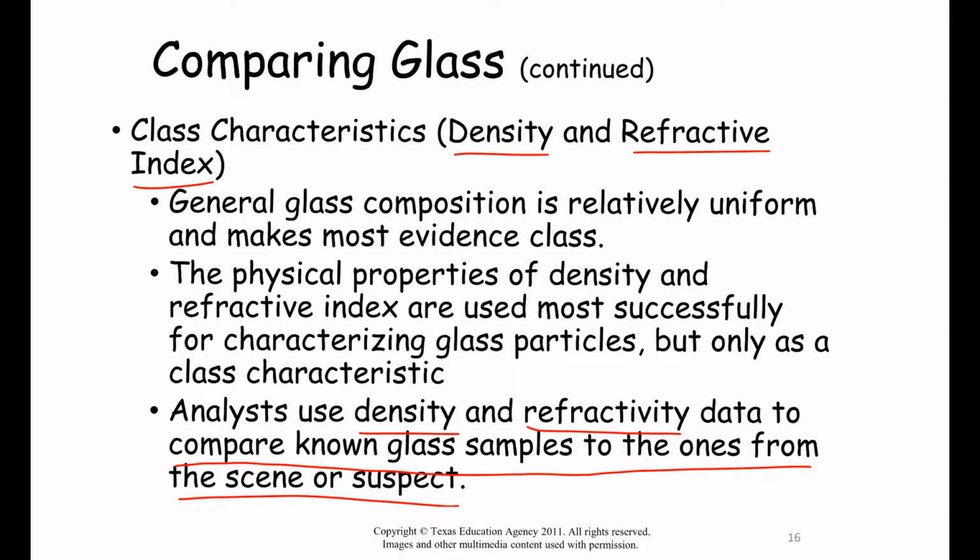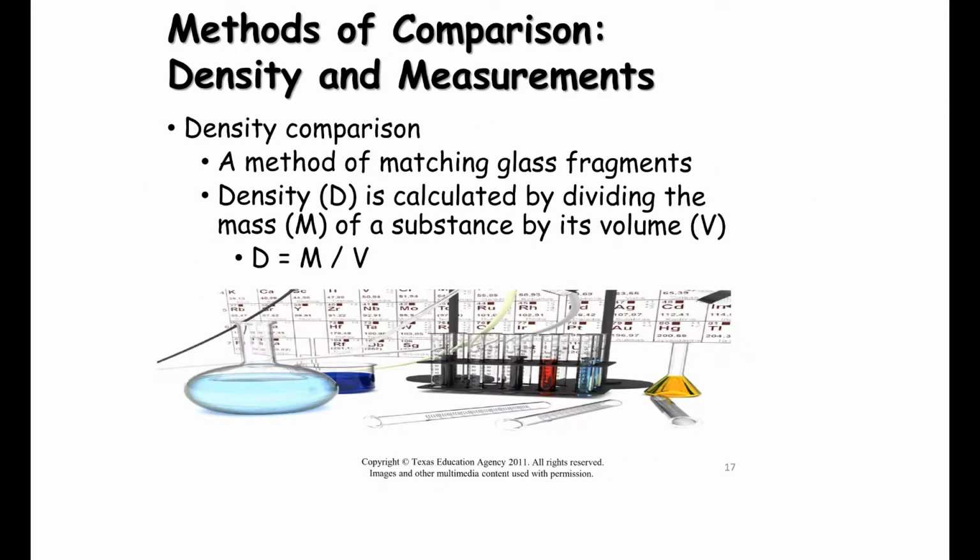All right, so like I said before, we can use density to match up glass fragments. So for example, I could know that my piece of glass, let's call it piece A, has a density of 3.7 grams per milliliter. Okay? And let's say this is my known sample.